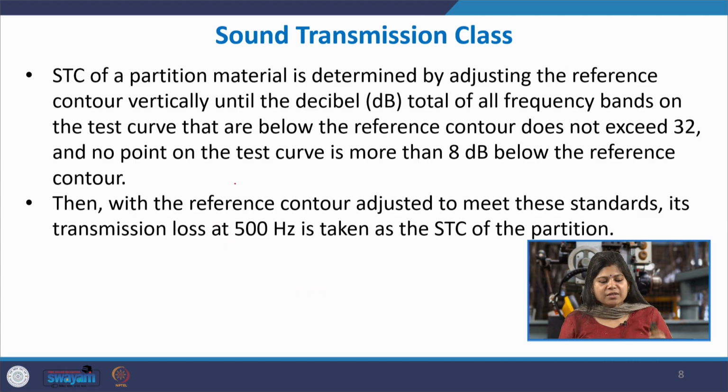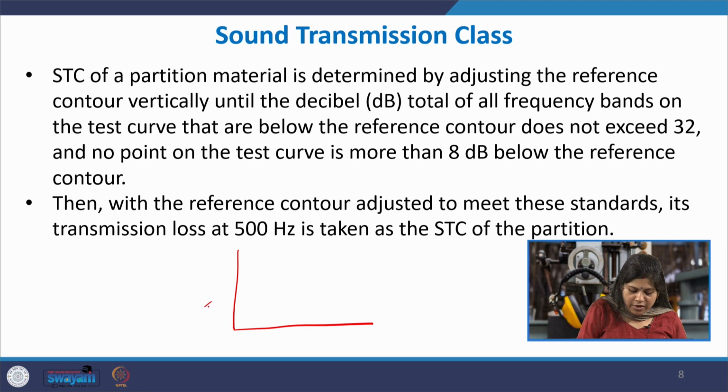So, once you obtain the transmission loss by testing a particular partition in this manner, you pass the sound waves, you measure the sound pressure level before and the sound pressure level after passing through the material, and compare those values to get the transmission loss. Then after that, let us say you obtain a particular transmission loss curve, this is your transmission loss curve for the tested material, and now you know that there are various such standard STC contours like this.